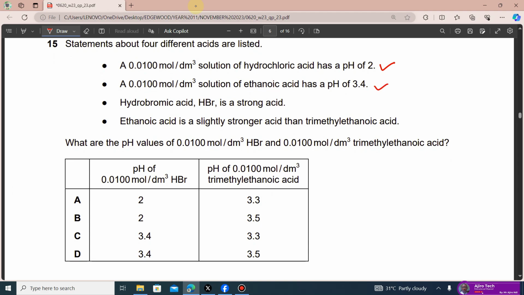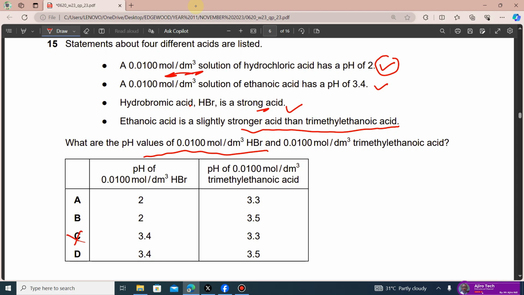The same concentration of ethanoic acid has a pH of 3.4. We are also told that hydrobromic acid is a strong acid. Ethanoic acid is slightly stronger than trimethyl ethanoic acid. So what are the pH values of the same concentration of hydrobromic acid? Now we are already told that hydrobromic acid is a strong acid, and since it has the same concentration as hydrochloric acid, it should have the same pH because they are both strong acids.